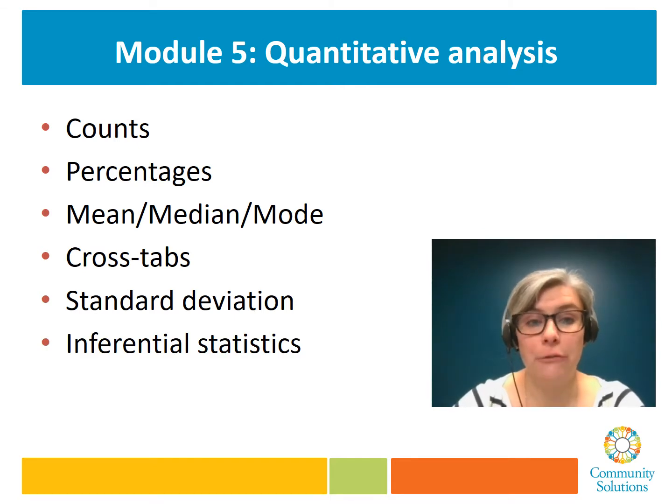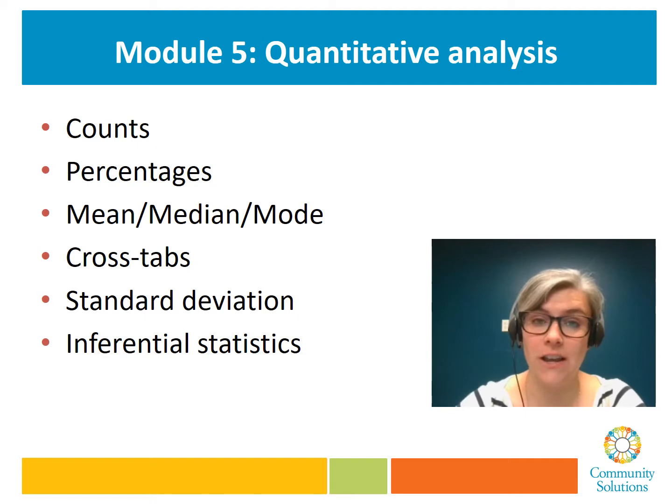And then finally, inferential statistics. These are tests that can tell you if the probability of seeing some kind of effect is due to chance or if it's potentially due to your program. And there are many different types, but the most common are t-tests and correlational coefficients.